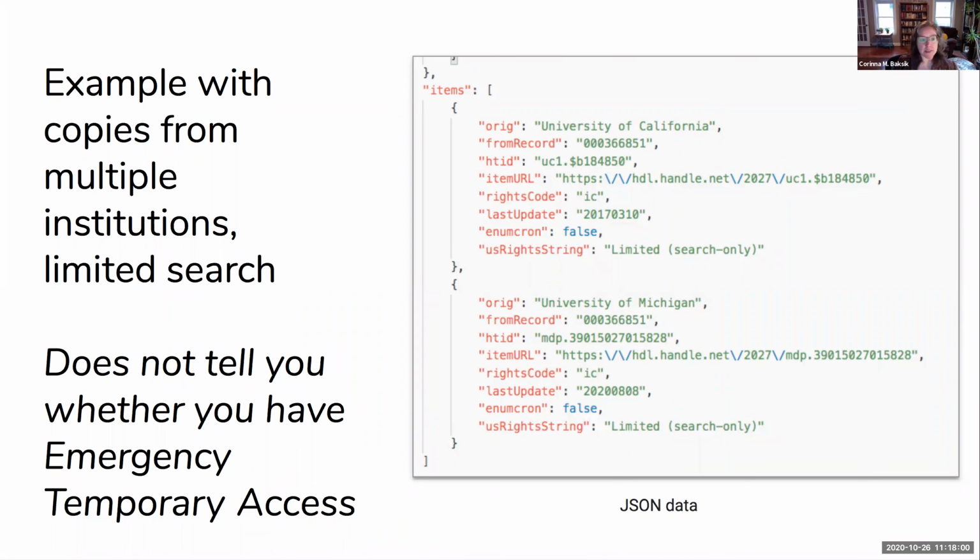I do want to emphasize that the API cannot tell you whether you have emergency temporary access service. I try to think of it as a separate service. You could use the API and try to make some assumptions about whether you might have access through emergency temporary service, but it's safer to actually use the overlap report that HathiTrust sends you if you've signed up for that service.